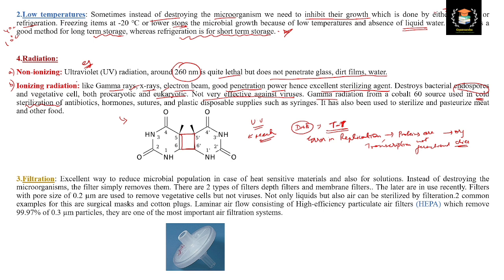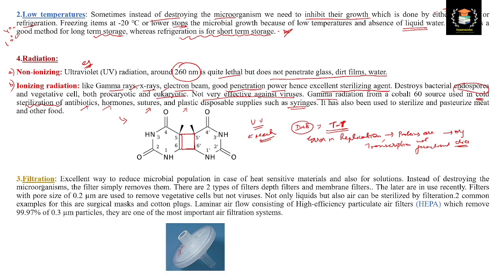So these ionizing radiations are mostly involved in cold sterilization, and they're used to sterilize antibiotics, certain hormones, sutures which are used when you have wounds, and plastic disposable supplies such as syringes. To sterilize all this, we use cold sterilization, generally by using gamma rays. Okay, it has been used to sterilize and pasteurize meat and other food. These ionizing radiations are also being used in the food industry.